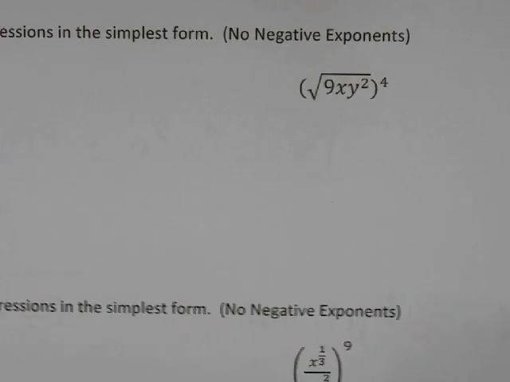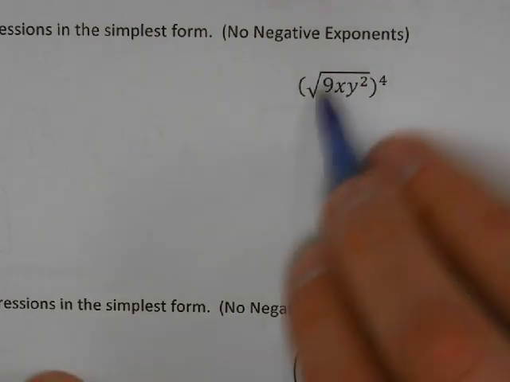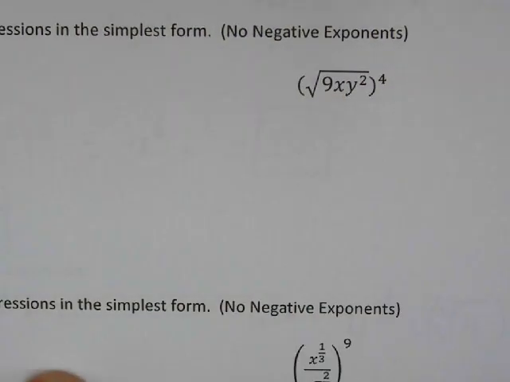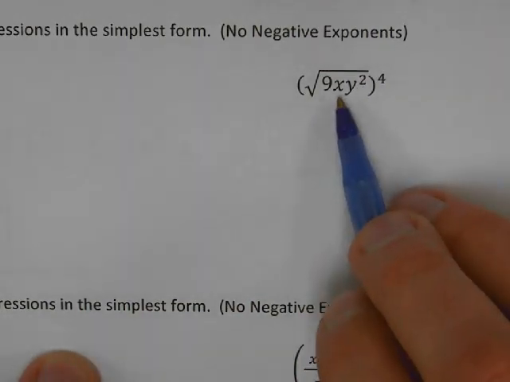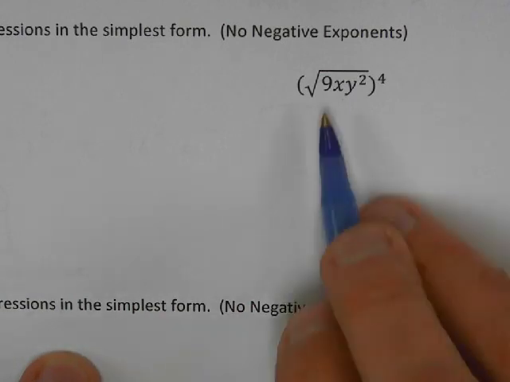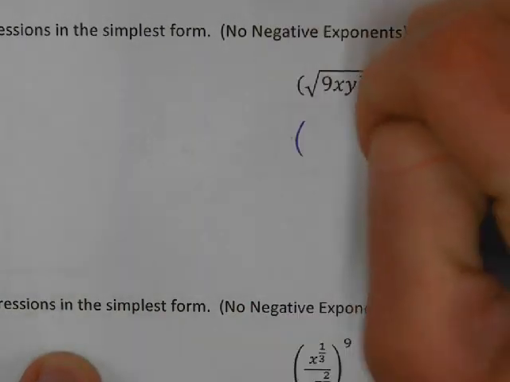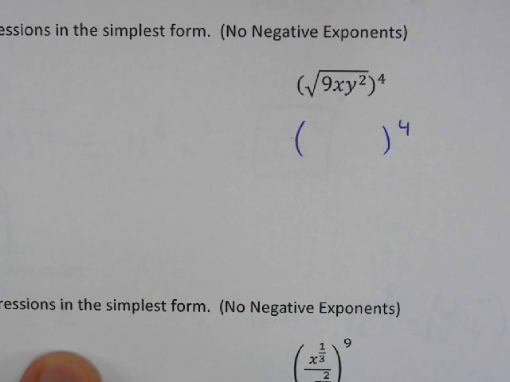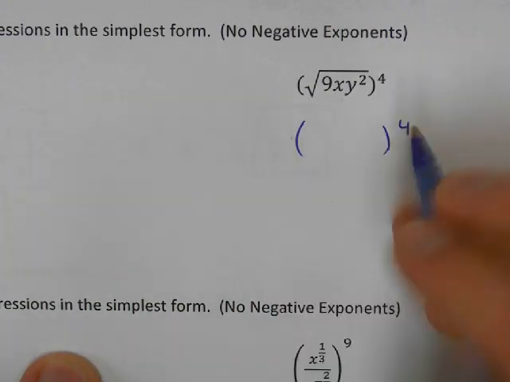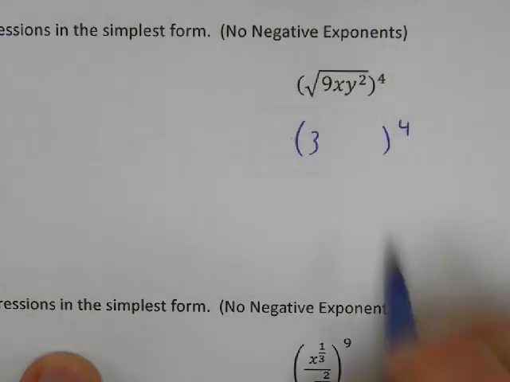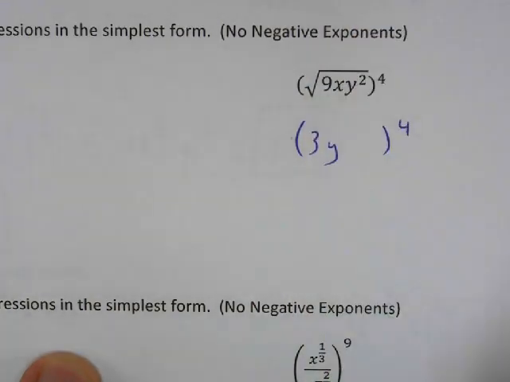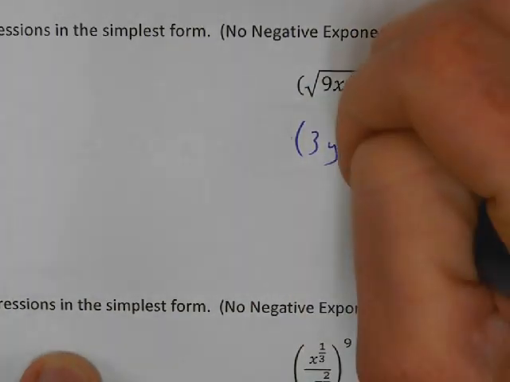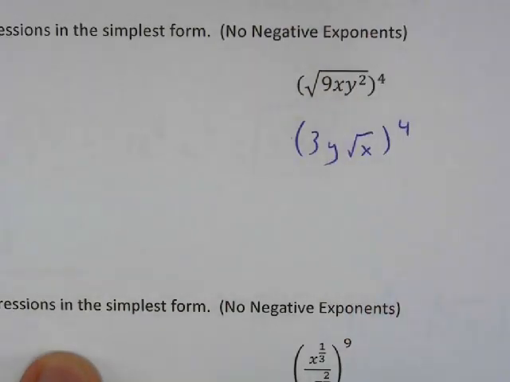All right, next. We've got the square root of this stuff, and we want to raise it all to the 4th power. So again, different ways to do this. For me, since we have the square root of this stuff, let's just take the square root of that stuff. Then we'll raise our answer for that to the 4th power. The square root of 9 is 3. The square root of y squared is y, so we'll take that out. And then the square root of x, we just have to leave that part as root x.